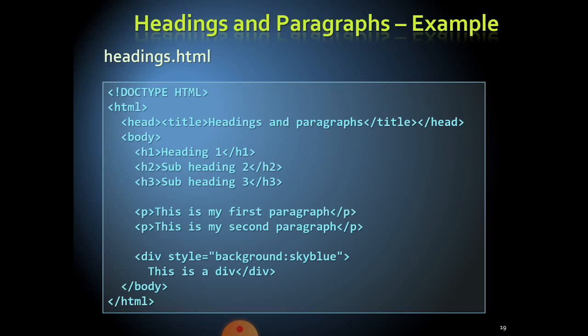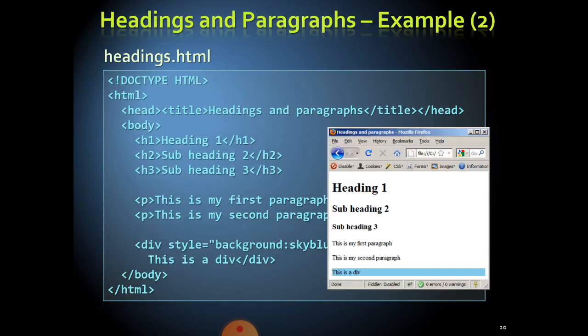And also the style equal to background equal to sky blue, and all these tags we have used. This is the output we are having. At the last line, this is a div. I have given the text as this is a div, whose background is sky blue. By using the style attribute, we can give the background for every line.